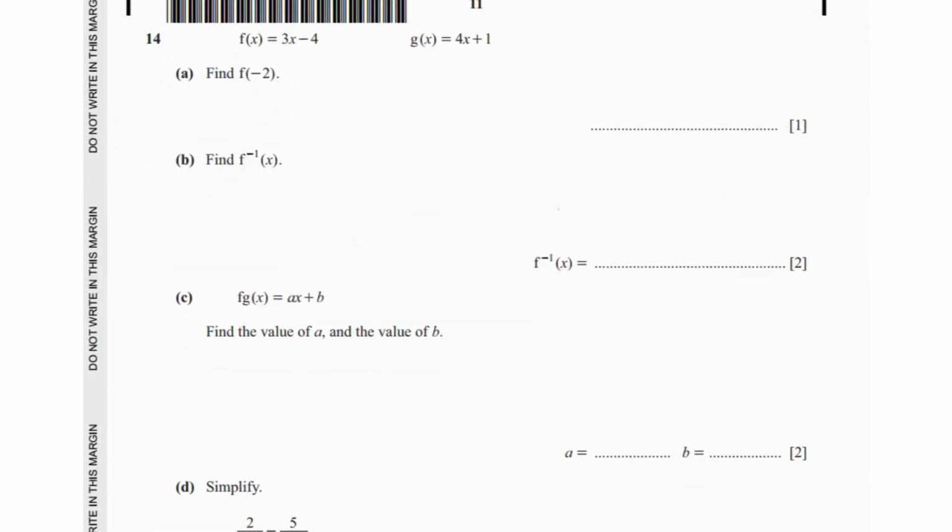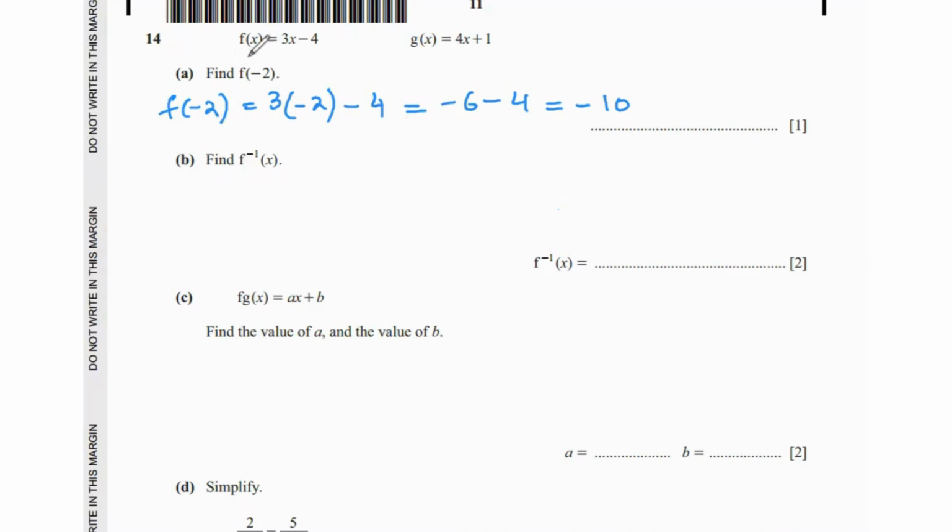Then we have functions. f of x equals 3x minus 4 and g of x equals 4x plus 1. Find the value of f of negative 2. Very easy. You just replace x with negative 2 and find the value of the function. So f of negative 2 is going to be 3 times negative 2 minus 4. That's negative 6 minus 4, and that gives us negative 10. Simple as that.